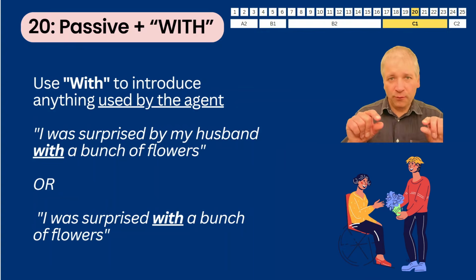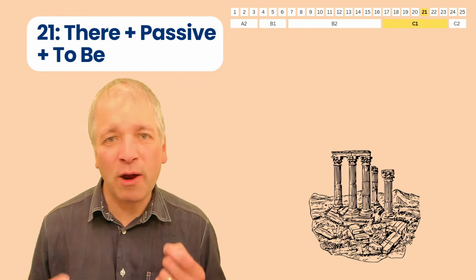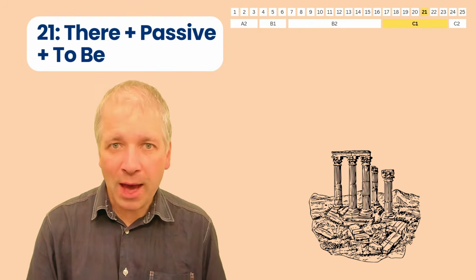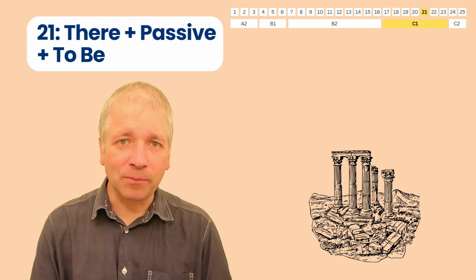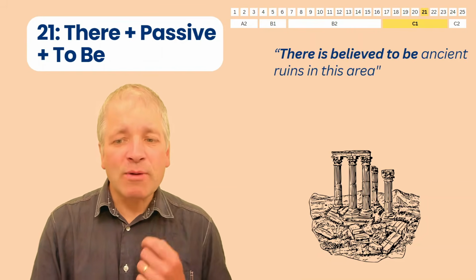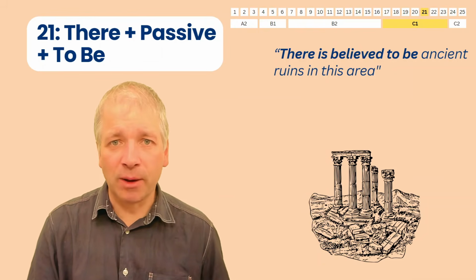But you can also, of course, leave out by my husband and simply say, I was surprised with a bunch of flowers. So it's quite common to have a passive form and then with afterwards to introduce what was used by the agent. 21 looks at a very specific structure. There, followed by the passive form, and then another to be. Here's an example. There is believed to be ancient ruins in this area.